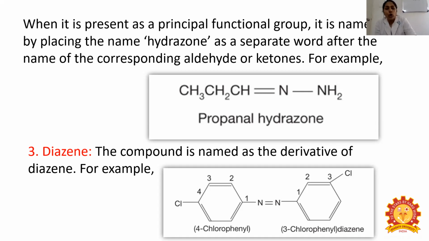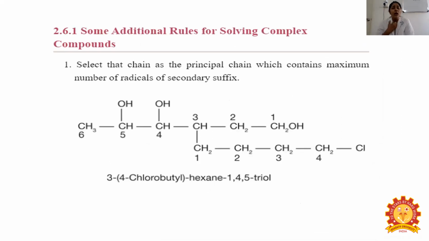Diazene: the compound is named as the derivative of diazene. For example, 4-chlorophenyl 3-chlorophenyl diazene. Some additional rules for naming complex compounds. Select as the principal chain the chain which contains the maximum number of radicals of the secondary suffix. So this is the example: 3,4-chlorobutyl hexane-1,4,5-triol.